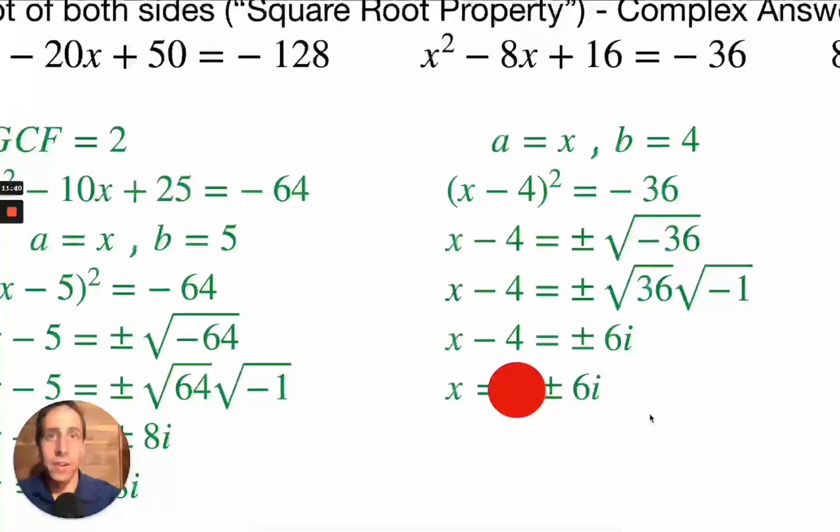All right, here we go. I can see that red dot coming, so be ready for it. 16 is a perfect square. X squared is a perfect square if you let a equal x and b equal 4. So this would be x minus 4 squared is equal to negative 36. And when you take the square root of both sides, you get x minus 4 is plus or minus the square root of negative 36. You can factor out that negative 1. It just becomes 6i. And then x minus 4 is equal to plus or minus 6i.